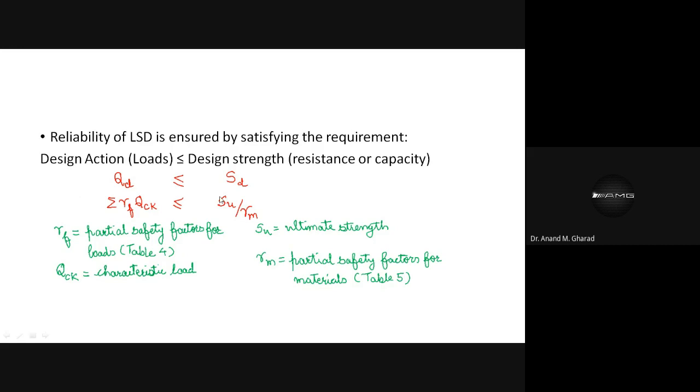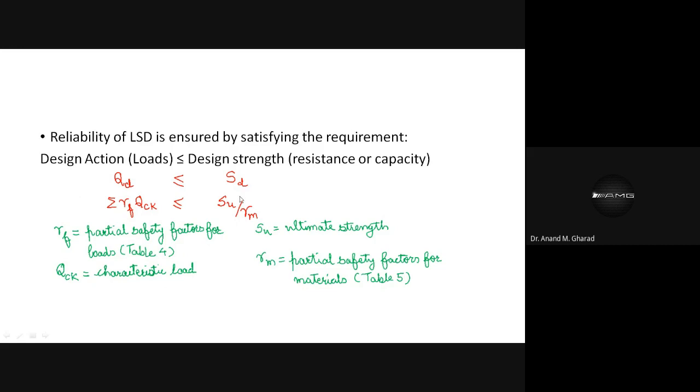And therefore this partial safety factor has been divided for the strength of the material, which is denoted by S suffix D. This is denoted by QD. So the formulation is gamma F. This is the partial safety factor for loads, which is given in Table number 4. It is multiplied by QCK. QCK is the characteristic load.